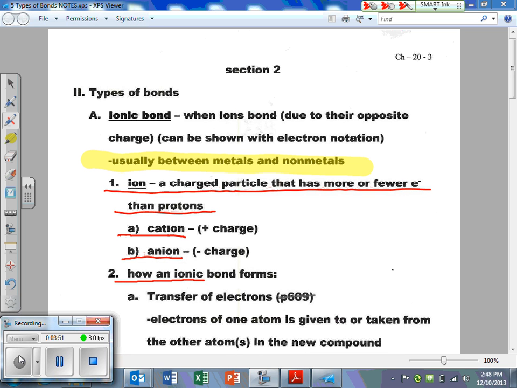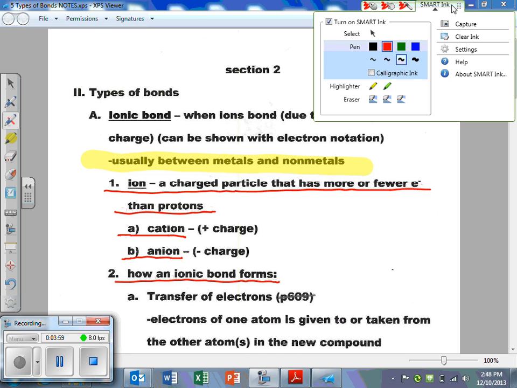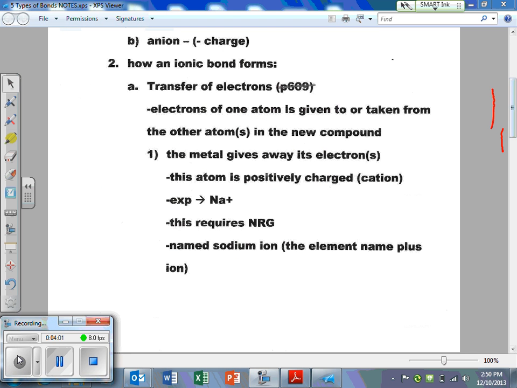Now, how do ionic bonds form? We have been talking about this for a couple days. Okay, how does an ionic bond form? Well, let's look at this. Let's say we have sodium. How many valence electrons does sodium have? 1, right? So we're going to signify that with an X this time.